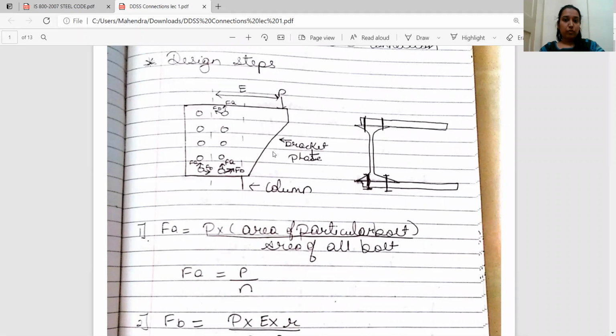This is your bracket face and this is the column. Again, in this diagram there are two columns and the bracket connection is over here. So draw this particular diagram. These are the design steps that you need to follow when you are going to solve the problems on the bolted connection. First of all, you are requested to draw this diagram for the bracket connection.